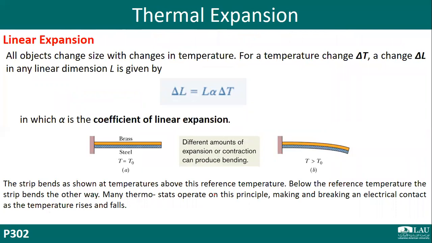So here, let's focus on the linear expansion. We know that the expansion will take place in three dimensions, but for the linear expansion, we are focusing our work on one dimension. All objects will change size with temperature. For a change of temperature delta T, we have a change delta L in the linear dimension. And delta L is related to delta T by this expression: delta L equals L, which is the initial length of the material, times alpha times delta T. Alpha is the coefficient of linear expansion and depends on each material. So for each material, we have a different coefficient of linear expansion.